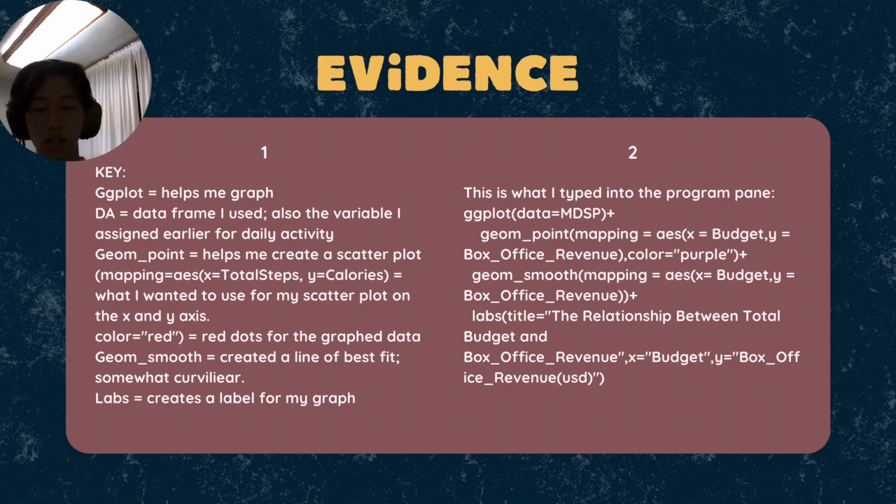I use ggplot data equals MDSSP, which is getting the data from this, which the graph is getting the data from, uses geom_point to create the scatter plots, and we used labs to create the title for the thing, which is the relationship between total budget and box office revenues. And on the next slide, we have the evidence showing that we did it.